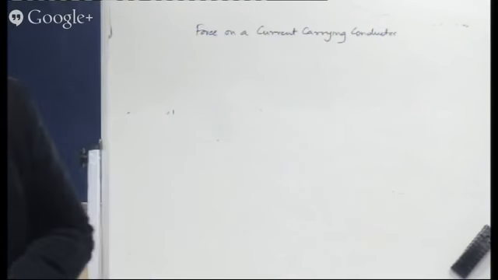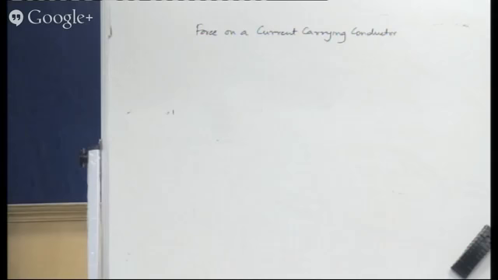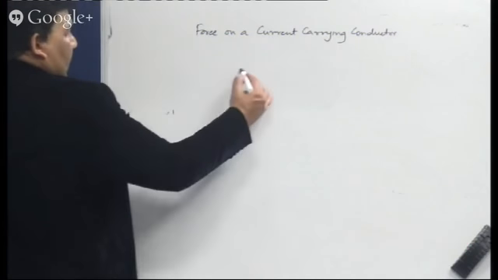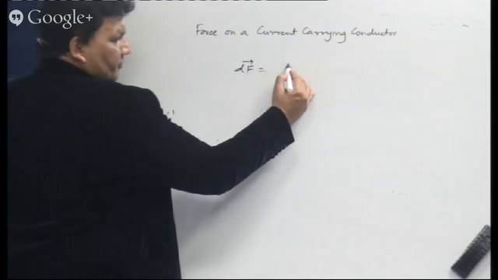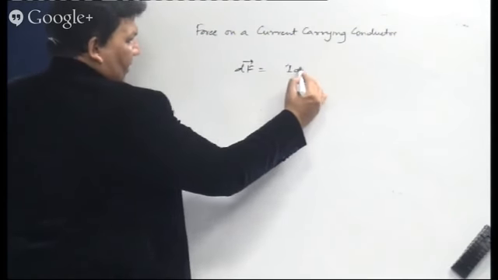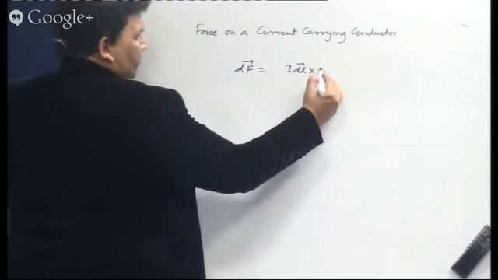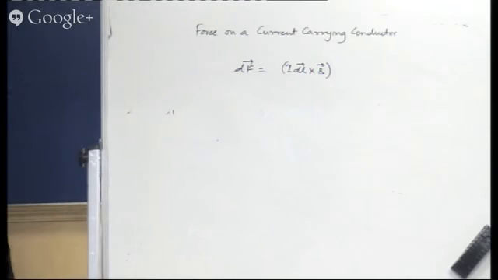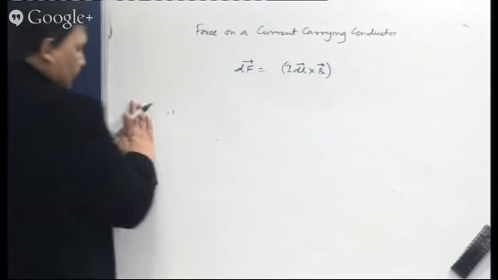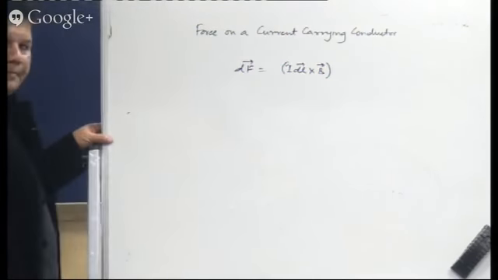Force on a current carrying conductor. What is the formula? dF is, बोलो, I dl cross B. Yes or no? Okay.